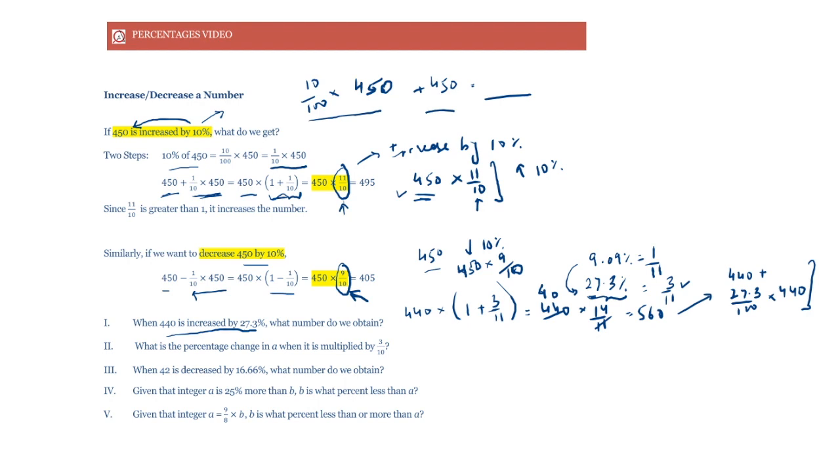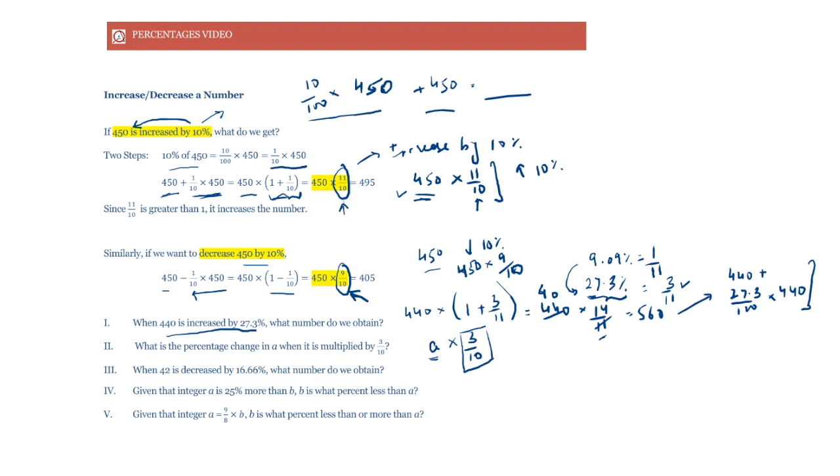Okay, let's go on to the next example. What is the percentage change in A when it is multiplied by 3 by 10? Okay, so when we say A into 3 by 10, how has the value of A changed? By what percent has it changed? Now, this is the multiplier, the single step multiplier that we obtained above as 11 by 10 or as 9 by 10 or over here as 14 by 11. Right? When we increase or decrease 440, we multiply it by 14 by 11. So this is that multiplier.